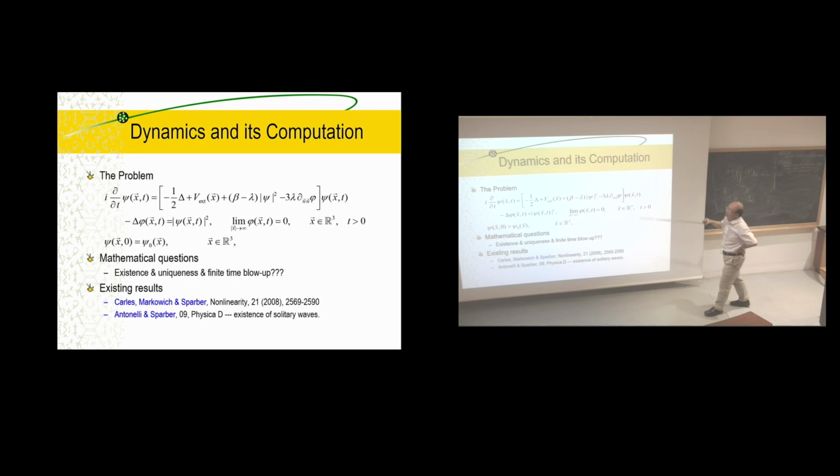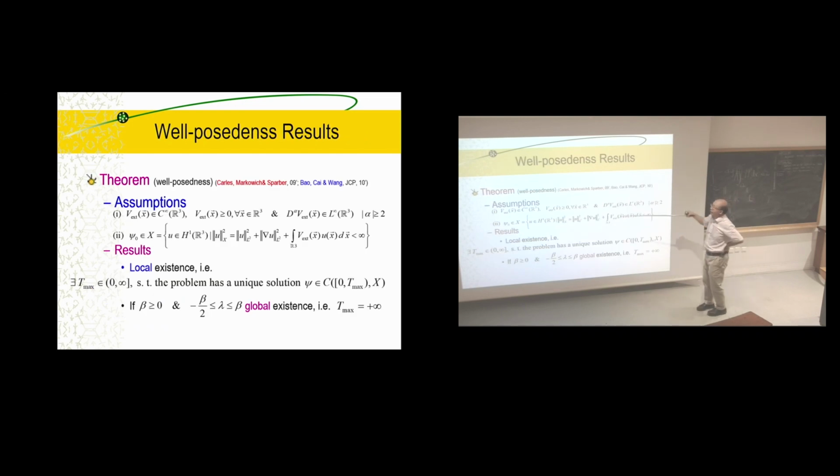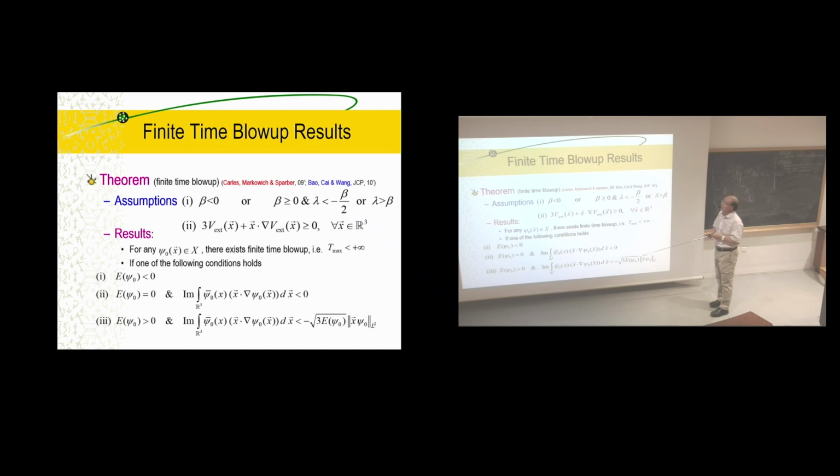So the question is, for this dispersive PDE, what does the theory say? The problem is that if V is smooth, the solution locally exists, no problem. Again, if beta is greater than or equal to 0 and lambda is greater than or equal to minus beta over 2, up to lambda equal to beta, there is global existence. And also one can show that when beta is less than 0, this is similar to the case with no ground state.